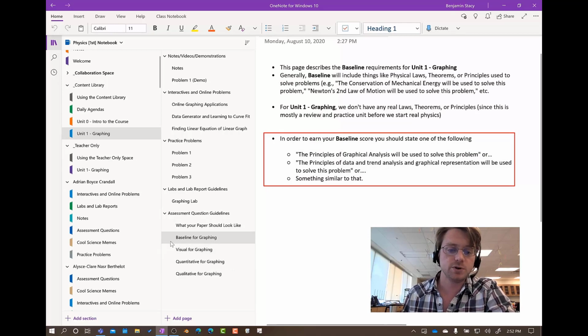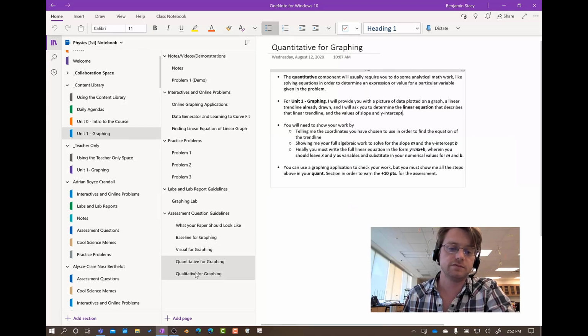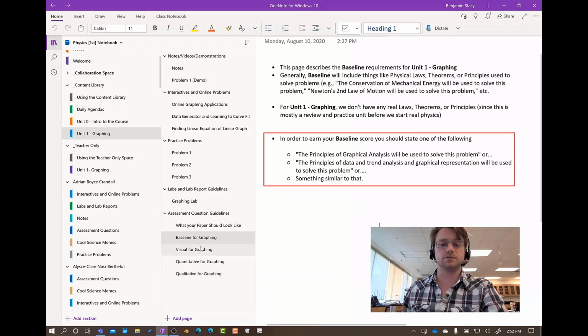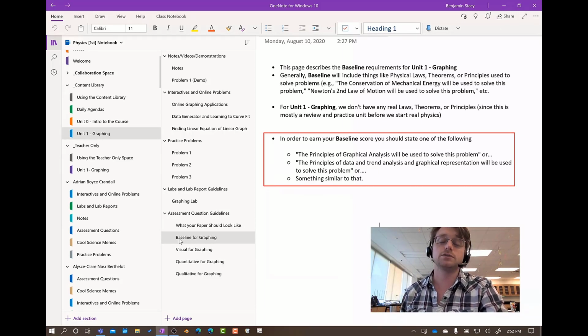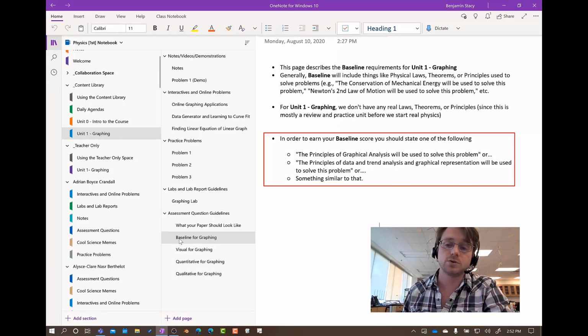Baseline. So always have each component's description for the unit in here, in these last 4 pages. Baseline, visual, quantitative, and qualitative. So let's review the baseline real quick. The baseline is the first thing you need to score well on so that you can branch off and do the other components of the assessment question. The baseline is always going to ask you about the core concepts, ideas, fundamental theorems, principles, or laws that are relevant for solving that assessment question.